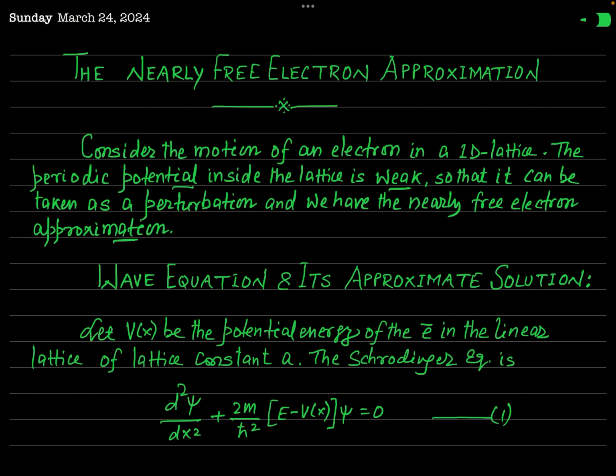If an electron is in one-dimensional motion under a potential V of x, then the time-independent Schrodinger equation is given like this: d2 psi by dx square plus 2m over h bar square times (E minus V of x) psi equals 0. This is the Schrodinger equation in one dimension when the potential is time independent. Here potential V may vary with position but not with time. So we have to set up the wave equation as Schrodinger's time independent equation.